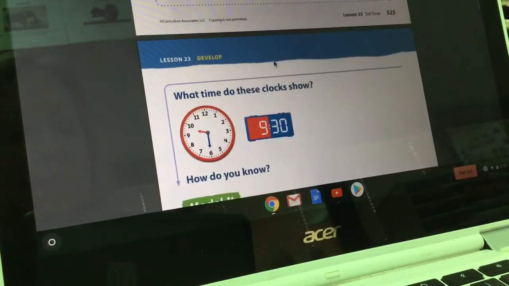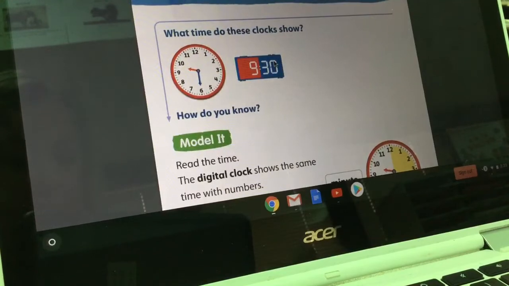Okay, flip to the back side. So once again, we're looking at the same two clocks with the same questions. What time do these clocks show? Please say what time they show. You should have said 9:30. How do you know? Well, we know because looking at the hour hand is between the 9 and the 10. So we say 9. The minute hand is pointing to the 6, which shows that it's 30 minutes past.